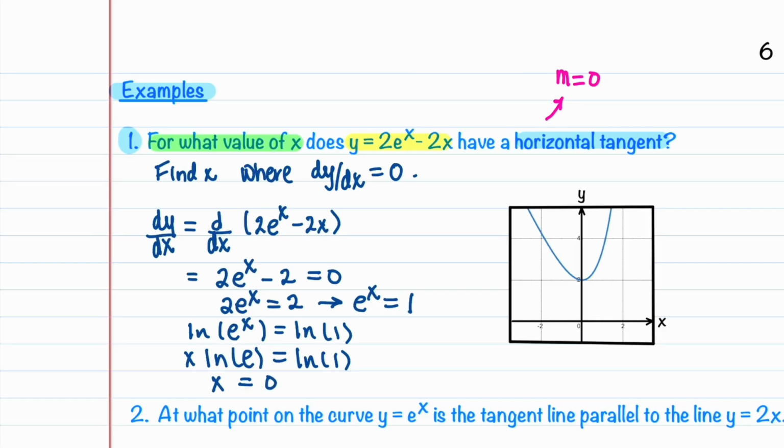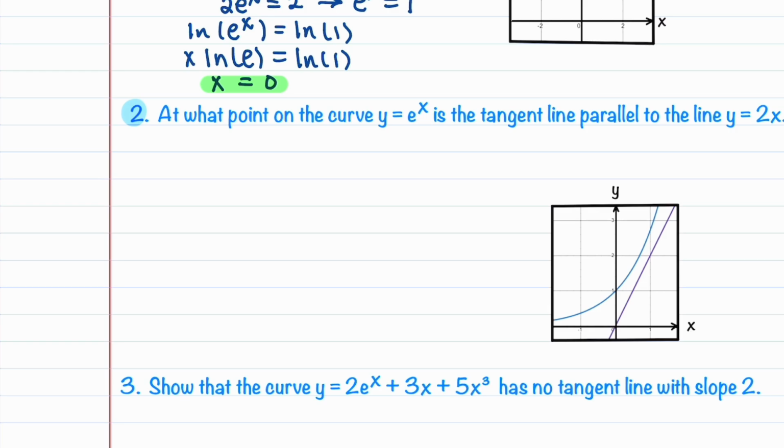I have a video on the natural exponential and natural logarithmic function that you may want to look at if you're rusty on exponentials and logs. Let's go ahead and highlight our answer. This tells us that our curve has a horizontal tangent at x is equal to 0. I went ahead and graphed this curve just so that you can see this. Do you see that right here at this point, x is equal to 0, we have a horizontal tangent?